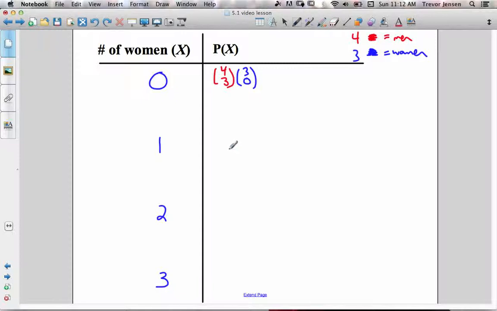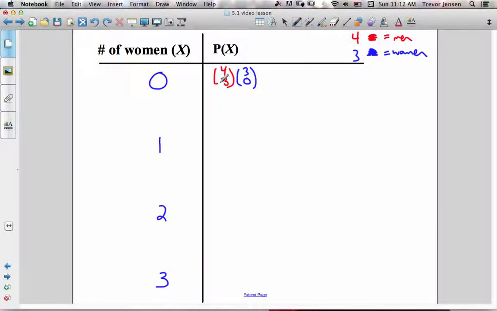Because keep in mind, well, I won't get into it too much, but 0 factorial equals 1, and you'll have to remember that. But anyways, anything choose 0 is equal to 1. There's one way we could choose no women from a group of 3 women. So you don't even have to multiply by this 3 choose 0, but you can if it helps you.